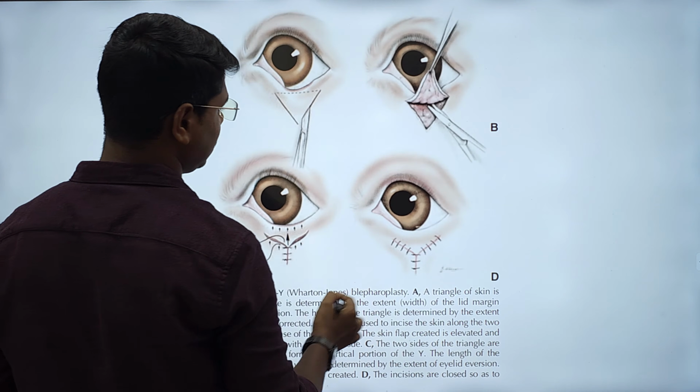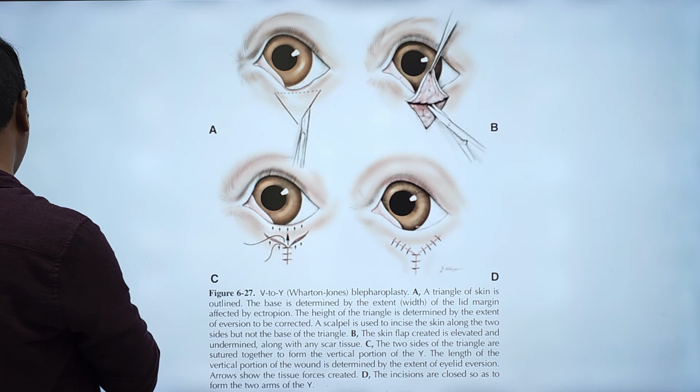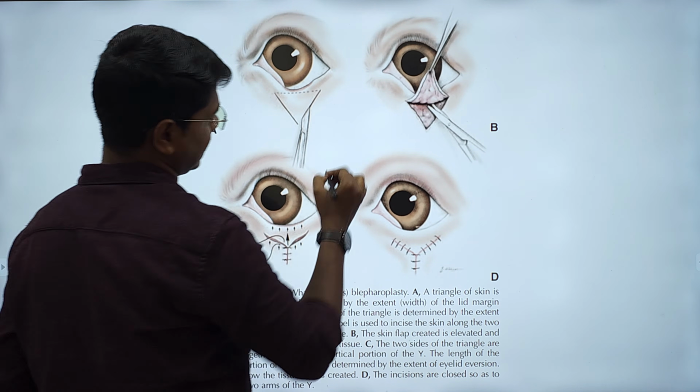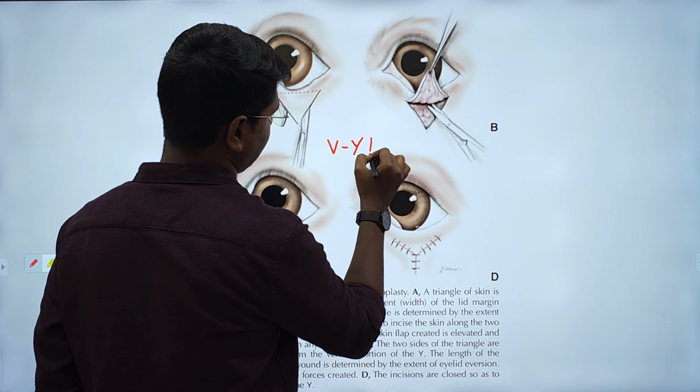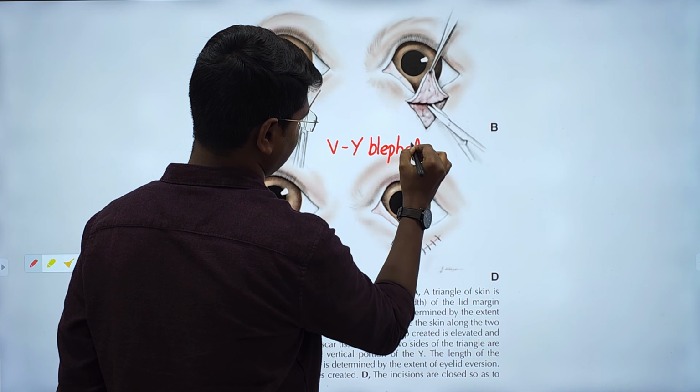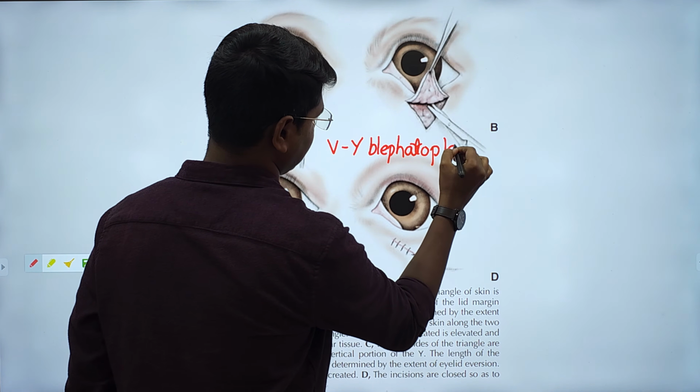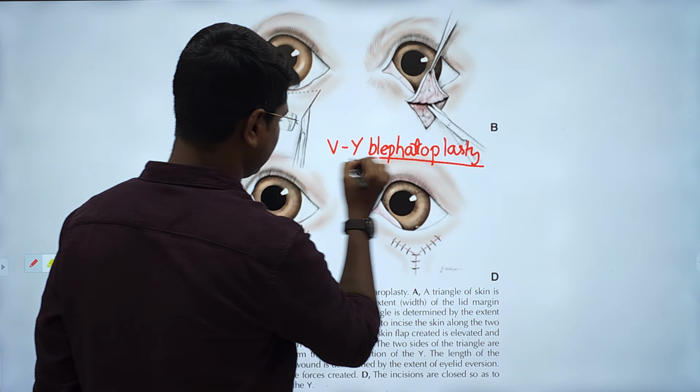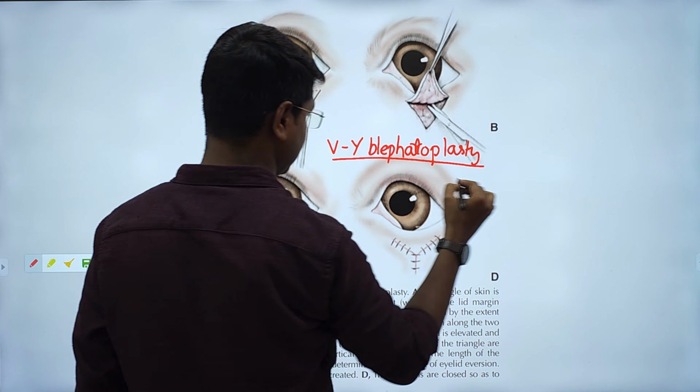The surgical procedure is V-to-Y blepharoplasty. There is another name, the Wharton-Jones procedure.